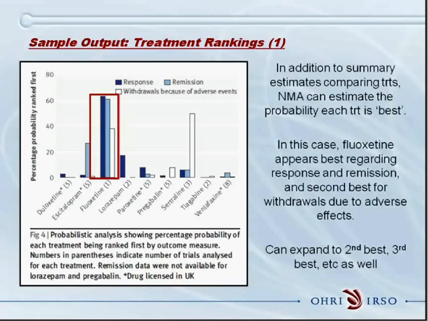We can also expand beyond looking at just the probability of being the best. We can look at the second best, the third best, and so forth. Something I'll come back to is the notion that using these rankings for ordering treatments is not always ideal. And I think that we'll discuss it on the next slide.